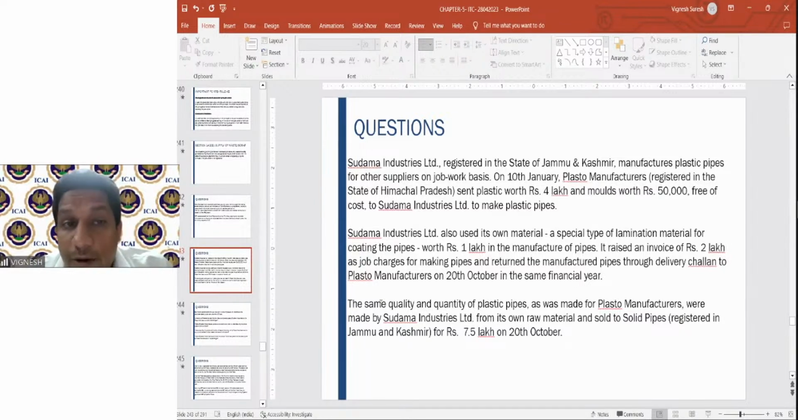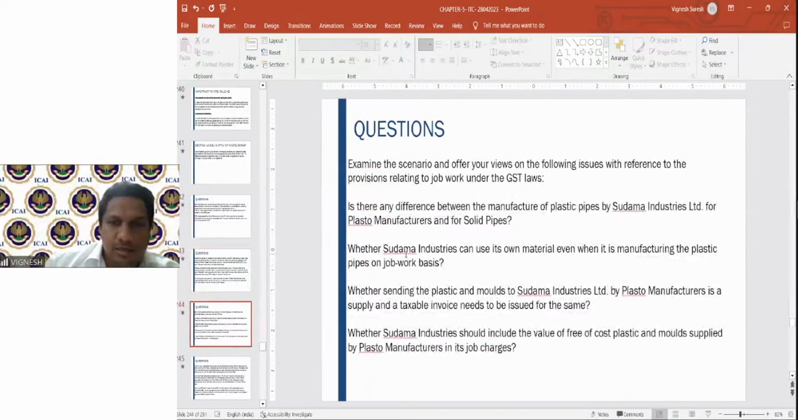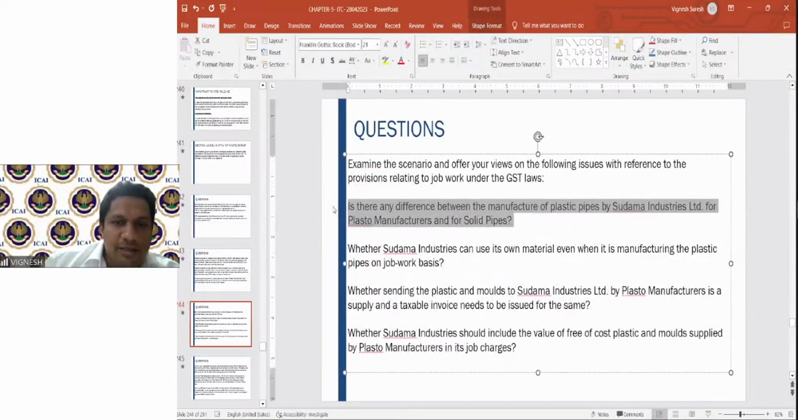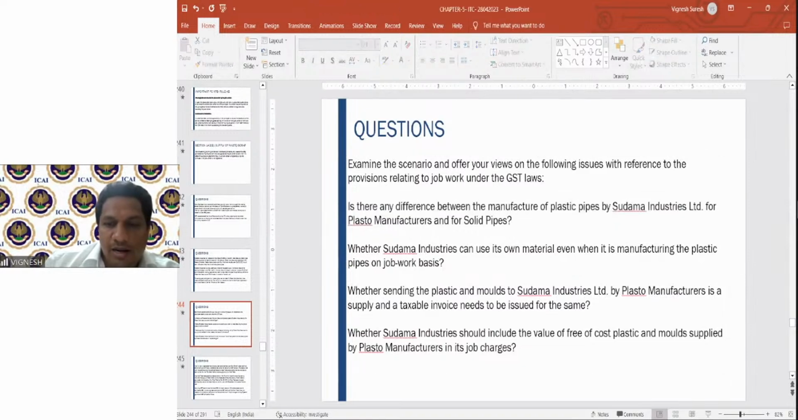Okay. Now, second, what is happening? The same quality and quantity of plastic pipes as was made for Plasto were made by Sudama Industries from its own raw material and sold to Solid Pipes registered in Jammu and Kashmir for 7.5 lakhs. So first one, is there any difference between manufacture of plastic pipes by Sudama for Plasto and for Solid Pipes? Try to answer this.